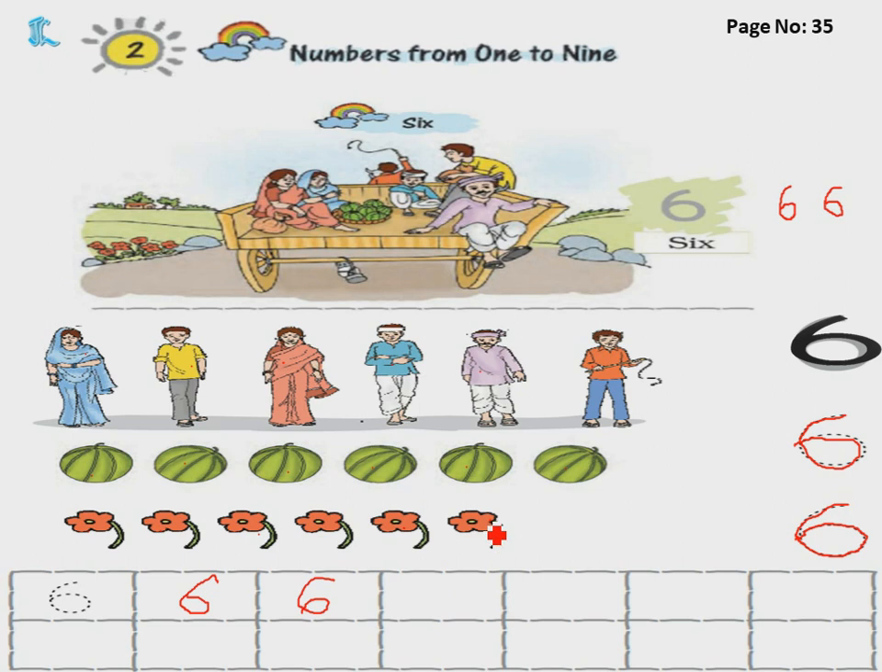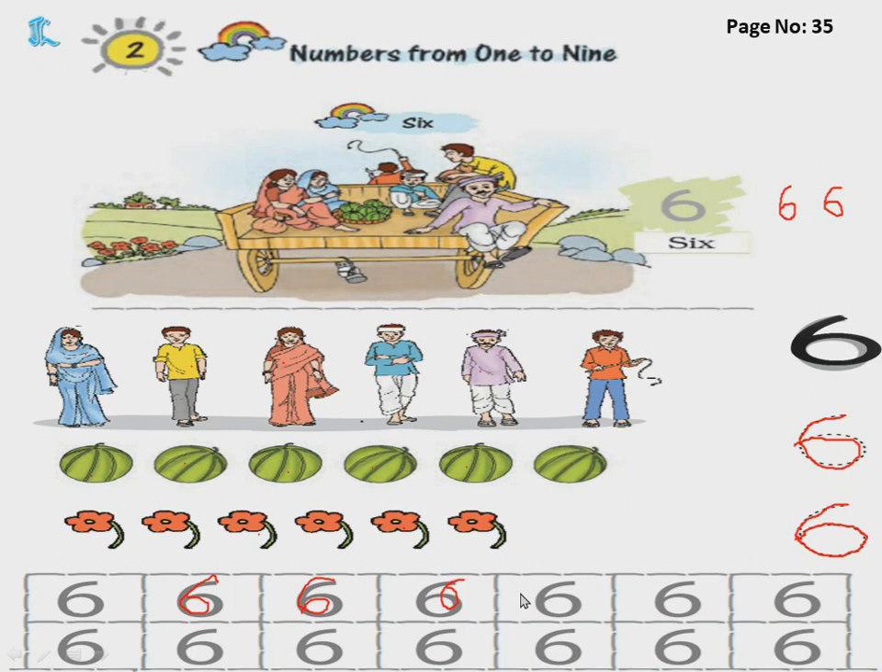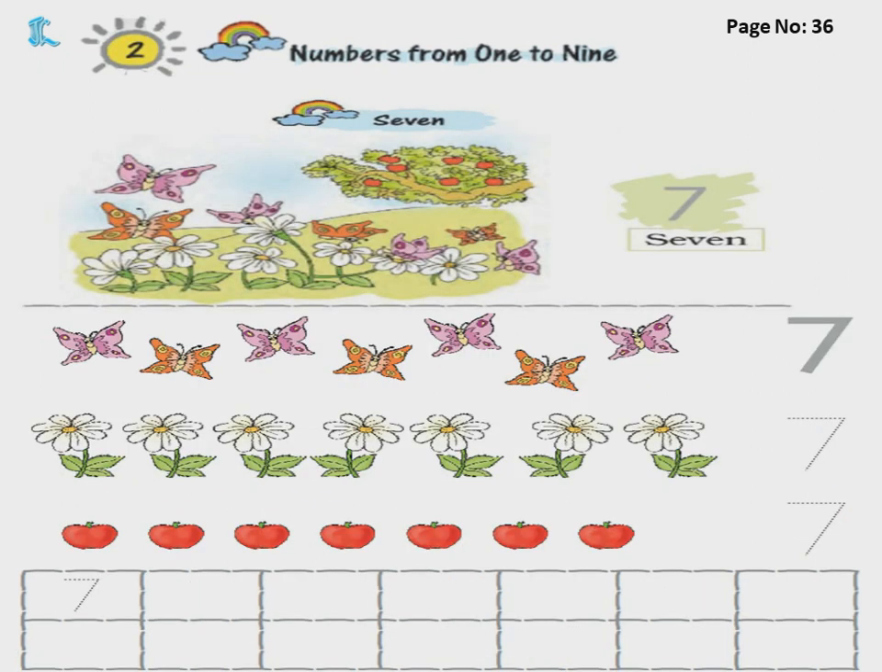Say the number name once again. S-I-X, 6. And then you will complete these boxes which have been given. While writing you will write the number and say the number name also. 6. S-I-X, 6. So like this you will complete all the boxes. Okay children, understood? Now next, page number 36, 7.